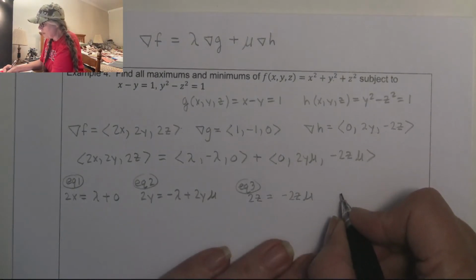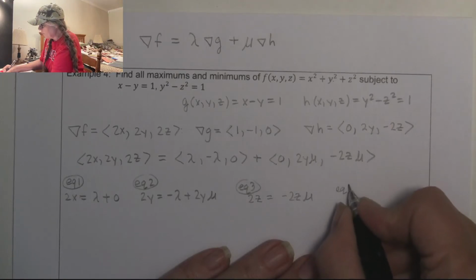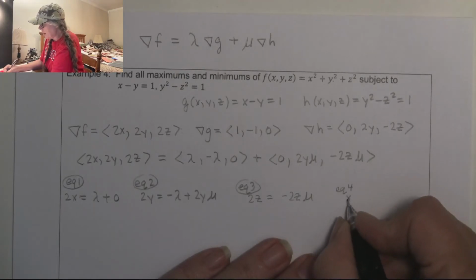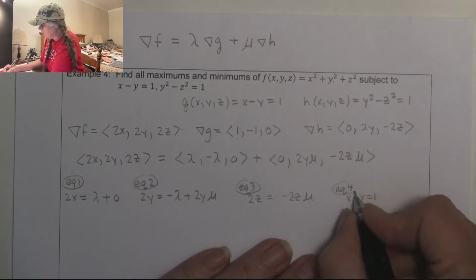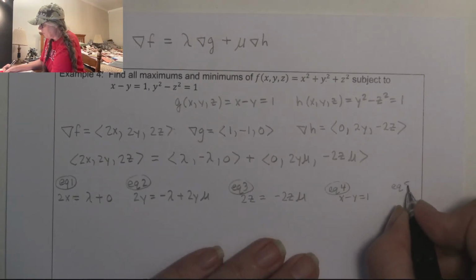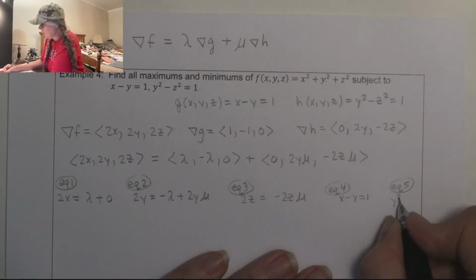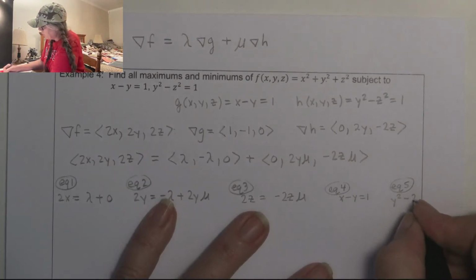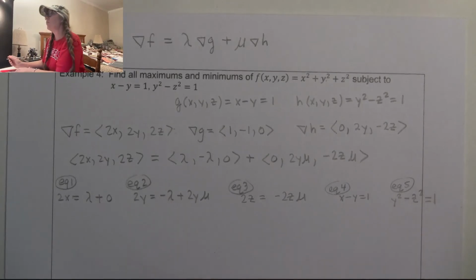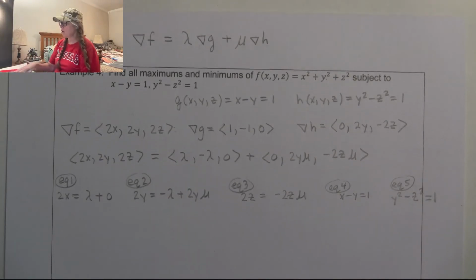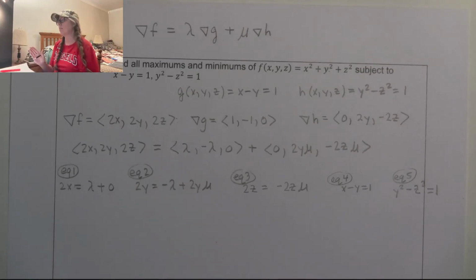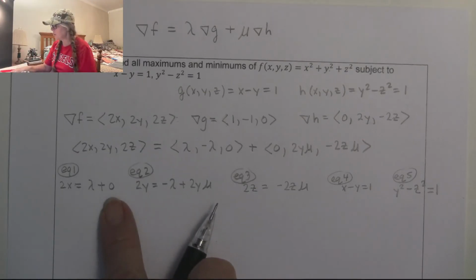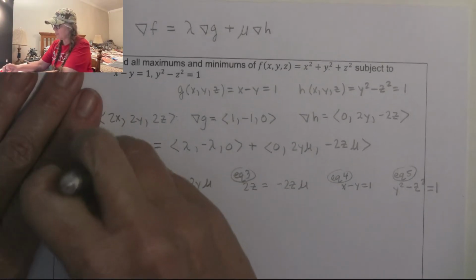Okay, so equation 4 is x minus y equals 1. And equation 5 is y squared minus z squared equals 1. Okay, those are my two constraints. So you get all your mu's and your lambdas. I don't really care about mu and lambda, but if it helps me to find mu or lambda, then I will. And so why did I write plus 0 there? Does anyone know why I did that? Okay, I'm going to erase it.